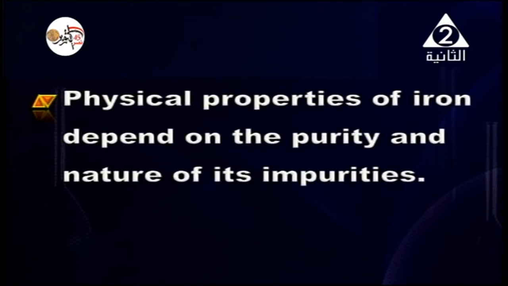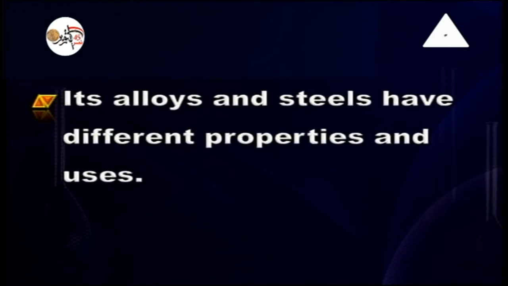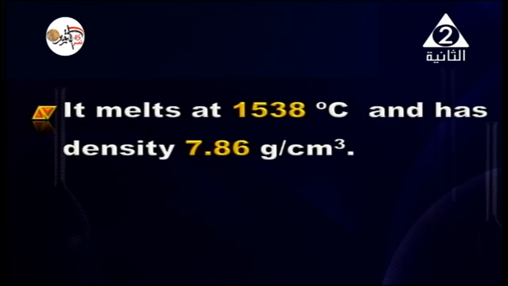Next point, the physical properties of iron depend on the purity of the iron and the nature of its impurities. The alloys of iron and steel have different properties and uses. Iron melts at 1538 degrees Celsius and has density 7.86 gram per cubic centimeter.